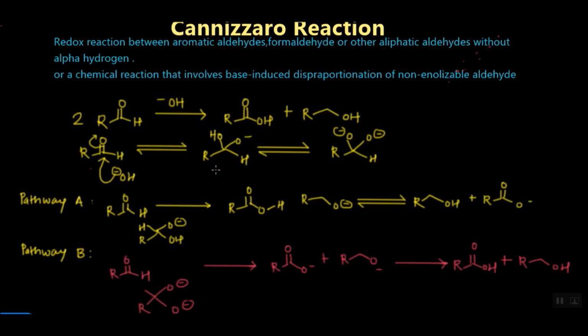When this tetrahedral intermediate comes in contact with the hydroxide, it can be further deprotonated. Now let us call this tetrahedral intermediate A and this one B. Based on which tetrahedral intermediate is attacking another mole of your aldehyde, there are 2 pathways. In the first pathway, let us consider this tetrahedral intermediate is reacting with another mole of aldehyde.